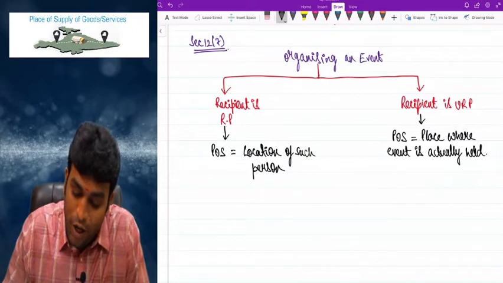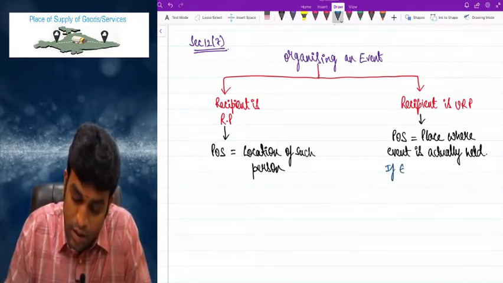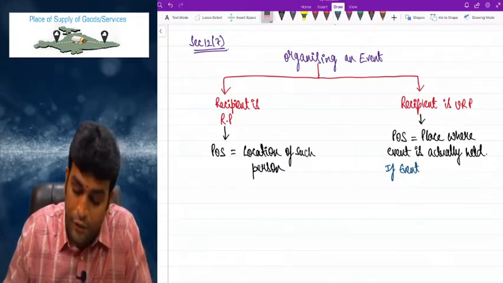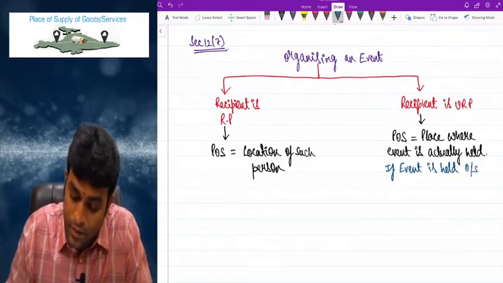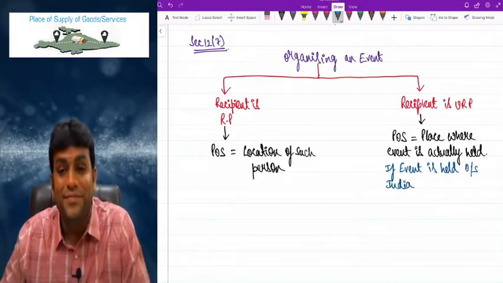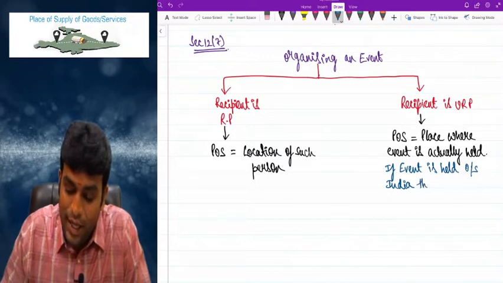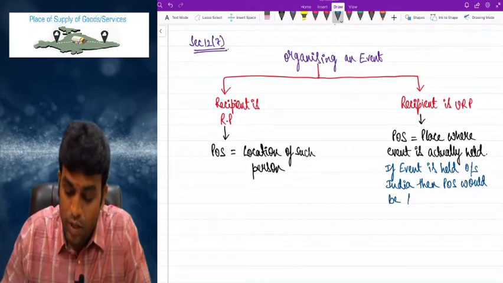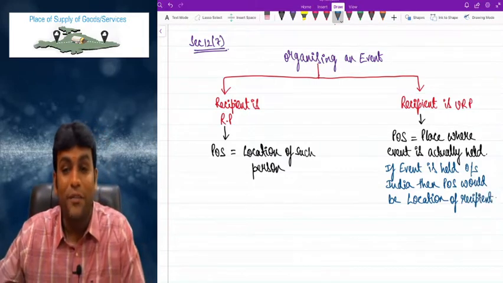Now, just to add one special line, what they said is that if the event is held outside India, then place of supply would be the location of the recipient. Very, very interesting language, friends.